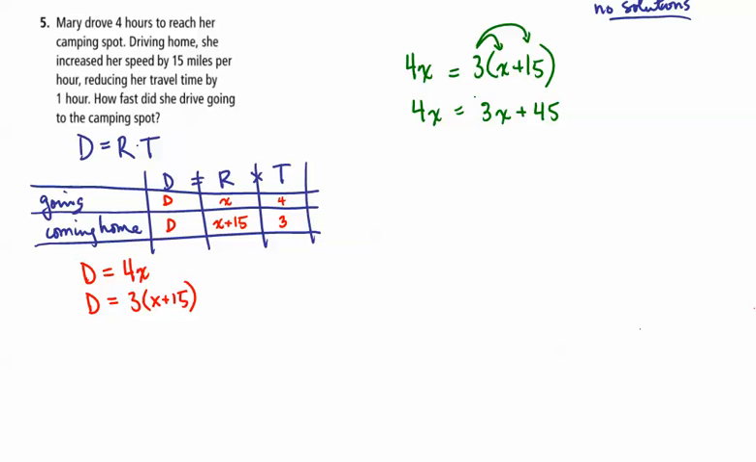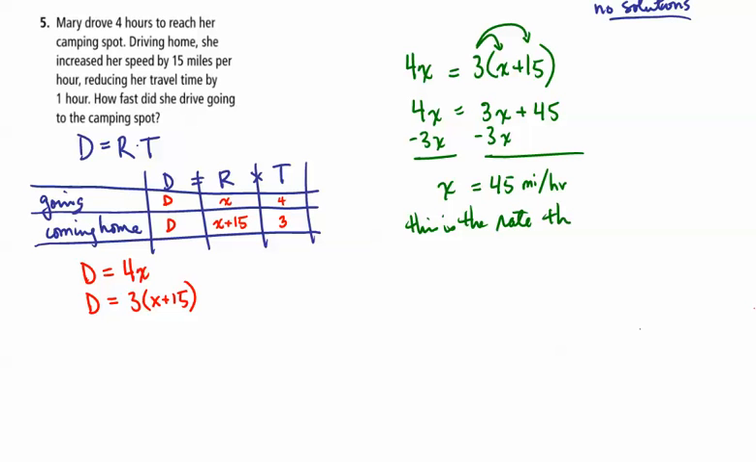And using my to the left strategy here, I'm going to subtract 3x on both sides. And when I do that, I end up with x is equal to 45, and the units of measure here are miles per hour. So that's actually what I was looking for. I'm looking for the rate at which she drove to the camping spot. And so this is the rate that Mary drove to the camping spot.